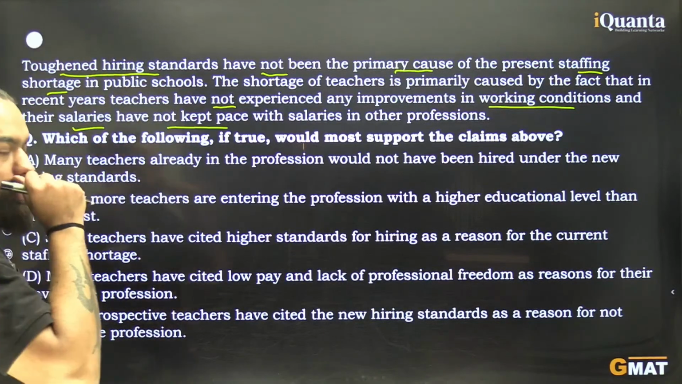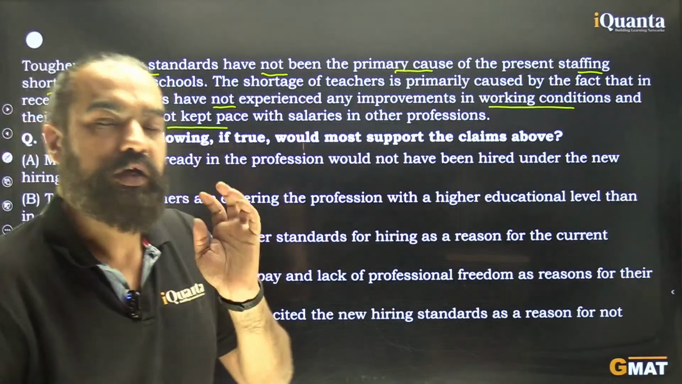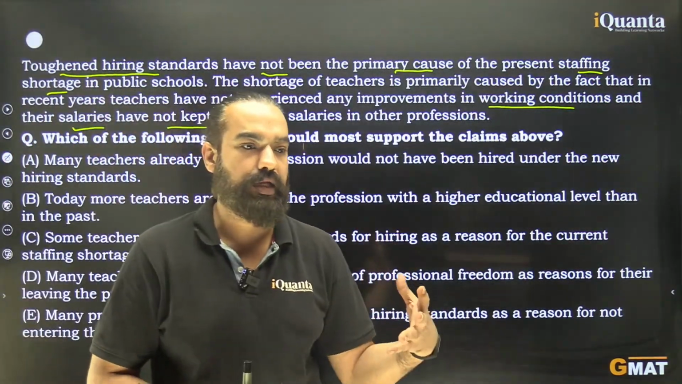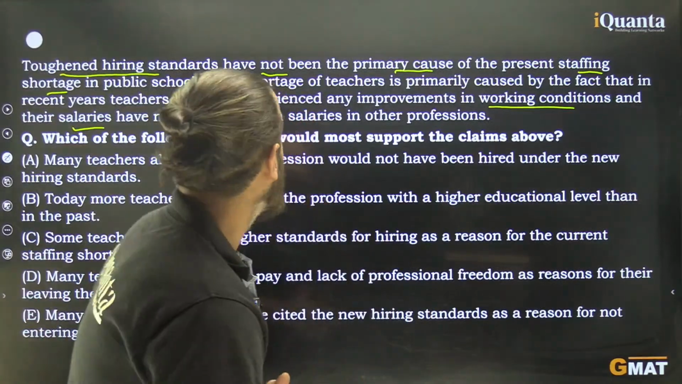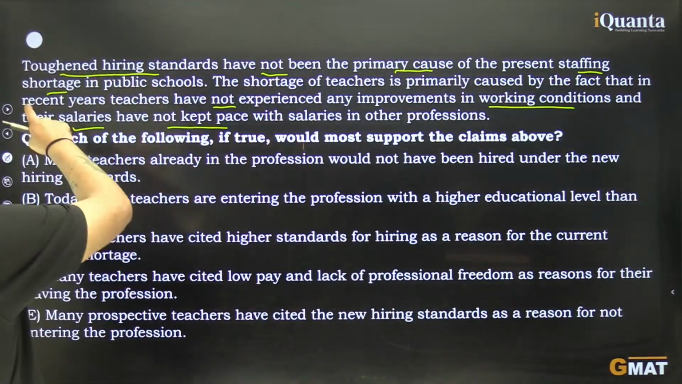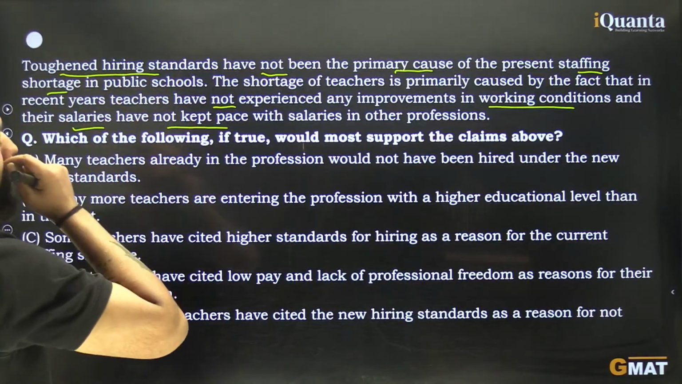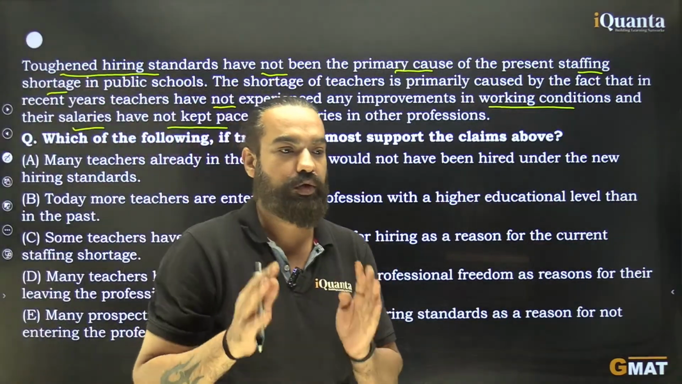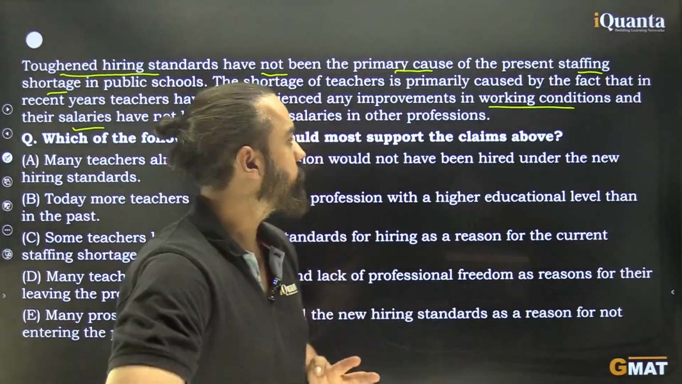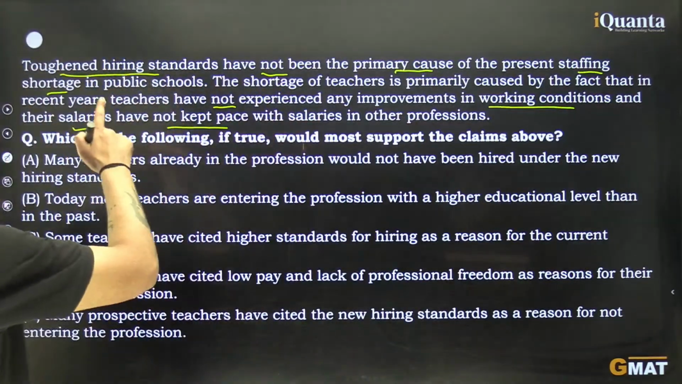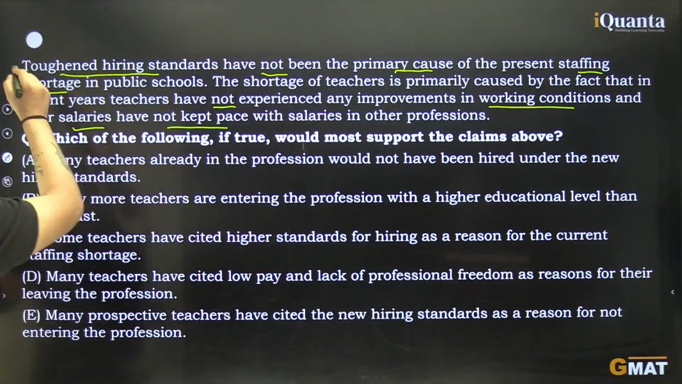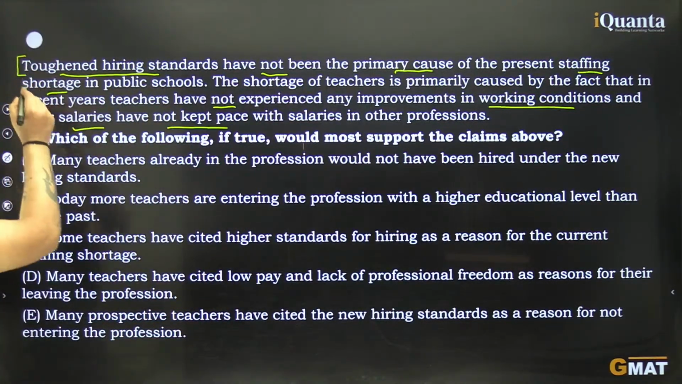So look at this argument, okay? Now a conclusion does not necessarily have to be at the end of the argument. It can be somewhere in the beginning, it can be somewhere at the end as well. Over here, it says toughened hiring standards have not been the primary cause of the present staffing shortage in public schools. This is what the author is trying to convey. This is what the author is trying to get through to the people. So, toughened hiring standards have not been the primary cause of the present staffing shortage in public schools. This is my conclusion.